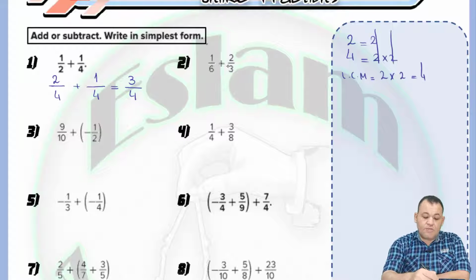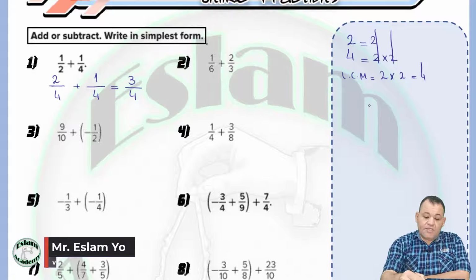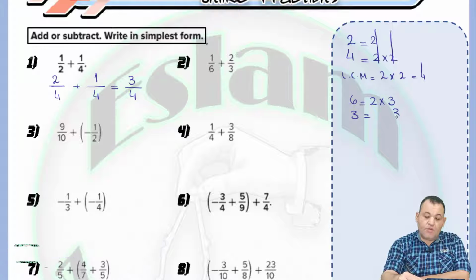Again, for 1 over 6 plus 2 over 3. We know that 6 equals 2 multiplied by 3, and 3 is a prime number, so it will be equal to 3. Don't write two different numbers under each other. To find the LCM, from each column take one number. We have 3 here also, so just write 3. So it will be equal to 2 times 3 equals 6. So the denominator now will be equal to 6.